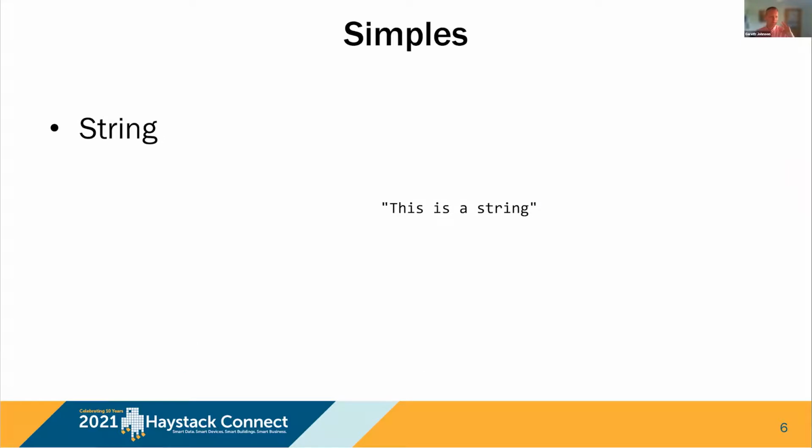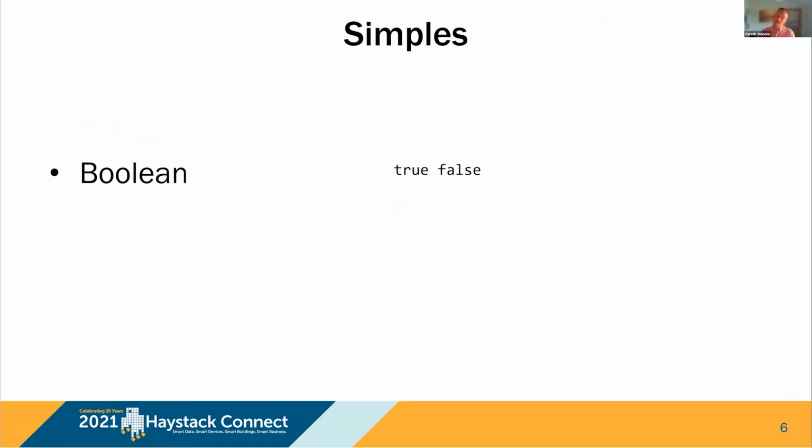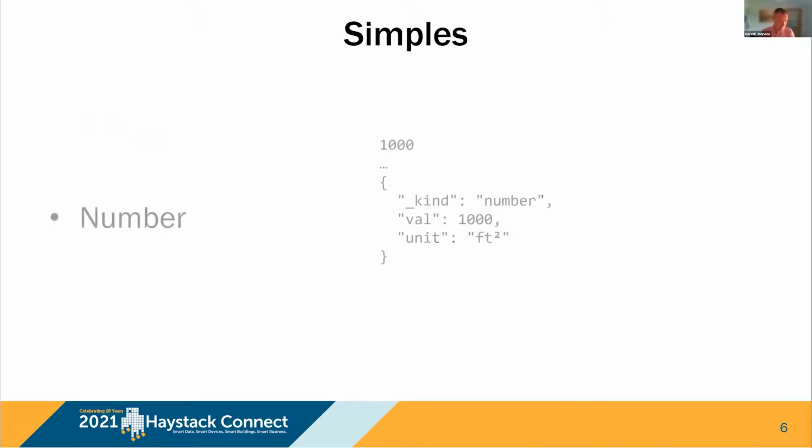So let's go through Hayson quite quickly, and then actually Radu will show you some really great stuff at the end. So, simples. A string in Hayson is just a JSON string. A Boolean is just a true or false Boolean. A number can be a number, or if it's got units, it gets broken out into an object. And that object has a val, which is actually a number. So it's there for you to use. You don't need to break that down any further. And then you've got the optional units on the side too.